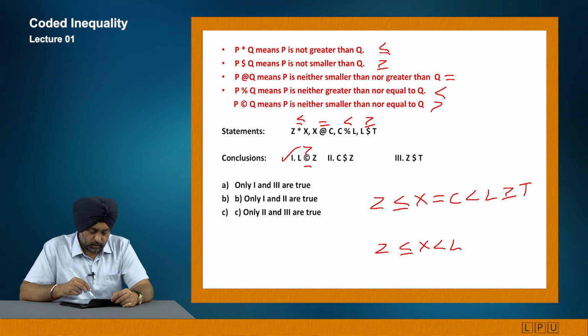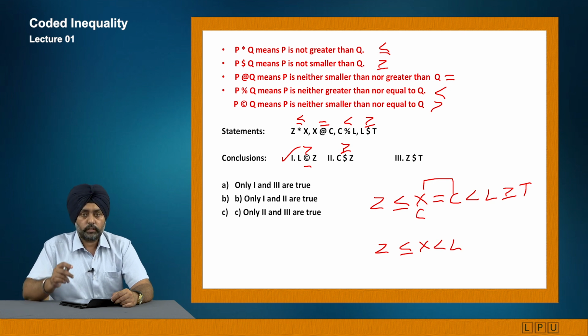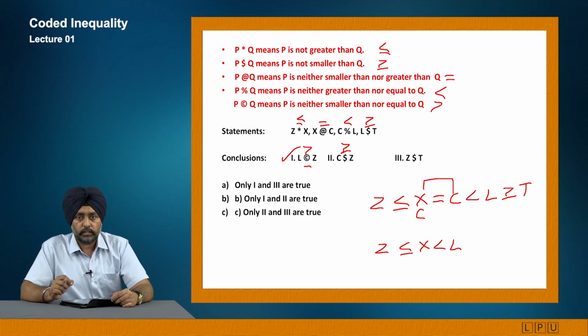Come to the second. C dollar Z. Dollar means what? Greater than or equal to Z. C is greater than or equal to Z. You know, as we have done here, X and C are equal. So we can replace X with C. So what is the relationship between Z and C now? That C is greater than or equal to Z. So the second one is also true.